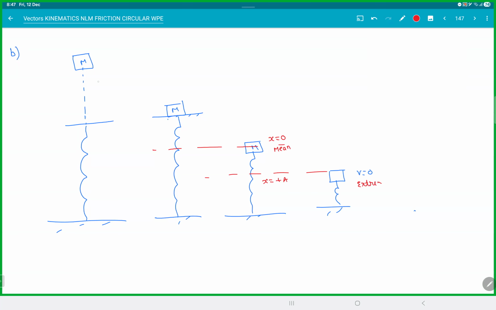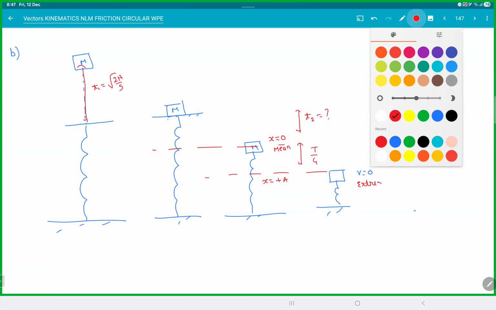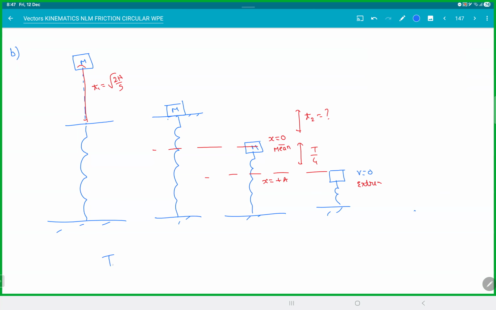So from here to here, this time is root 2h by g. From here to here, I don't know what is the time. I'll call it t2. From here to here, the time is T by 4. So the total time period will be t1 plus t2 plus T by 4, two times. If I can find t2, my job is done.